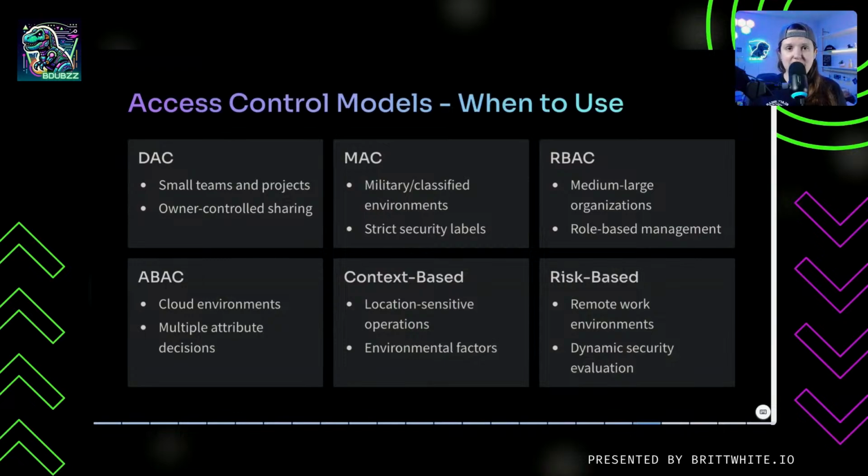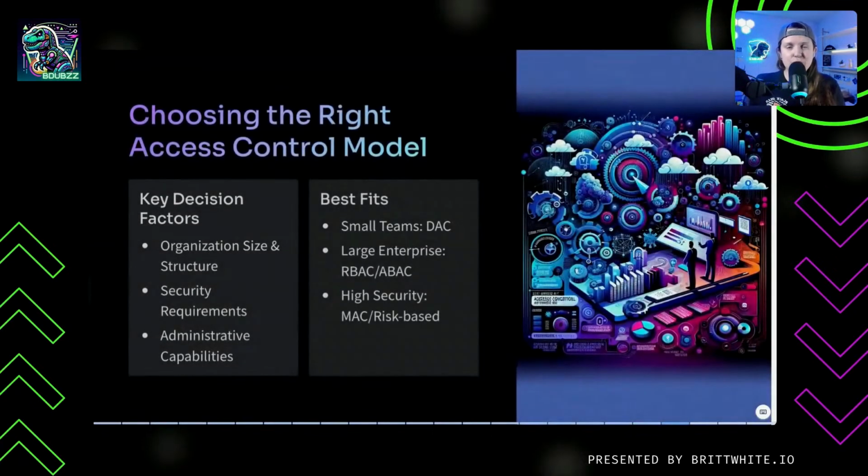It continuously evaluates multiple risk factors to make dynamic access decisions. Now let's talk about how to choose the right access control model for your organization. This decision depends on several key factors. First, organization size and structure. Small teams might benefit from DAC simplicity and direct user control, while larger enterprises need more scalable solutions like RBAC or ABAC.